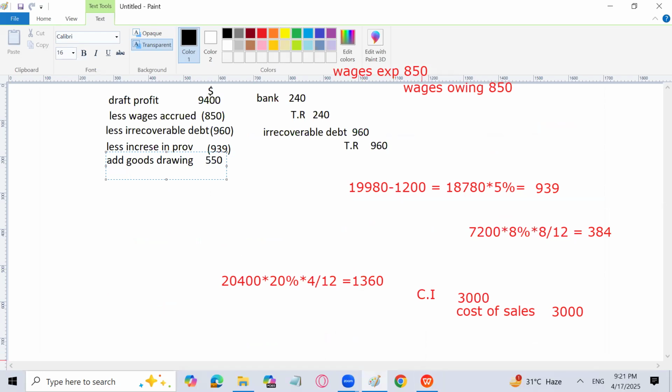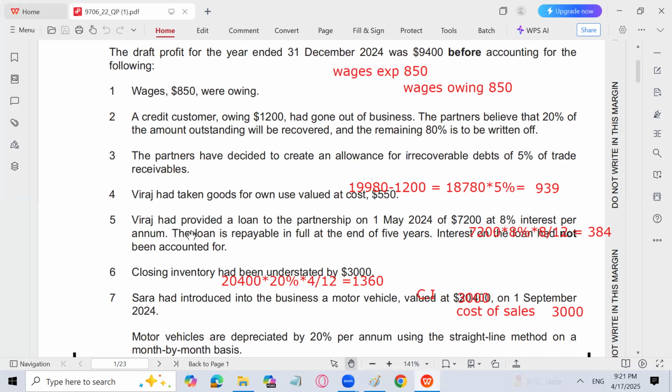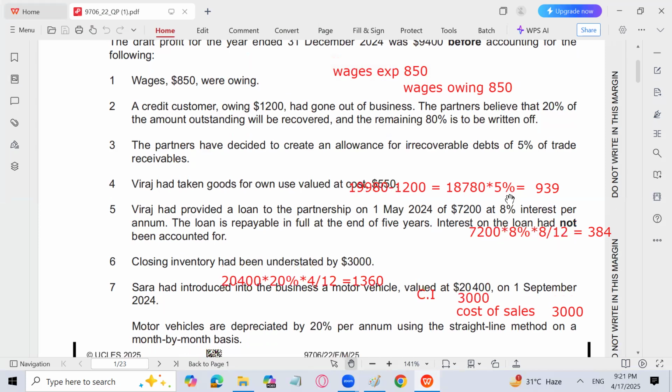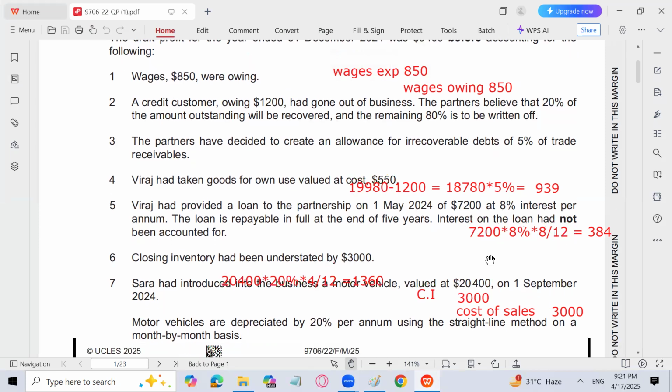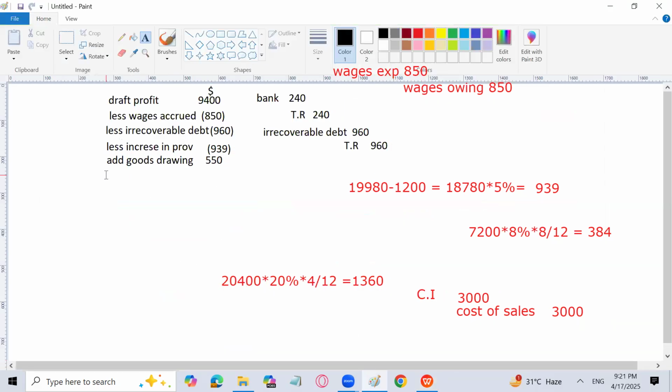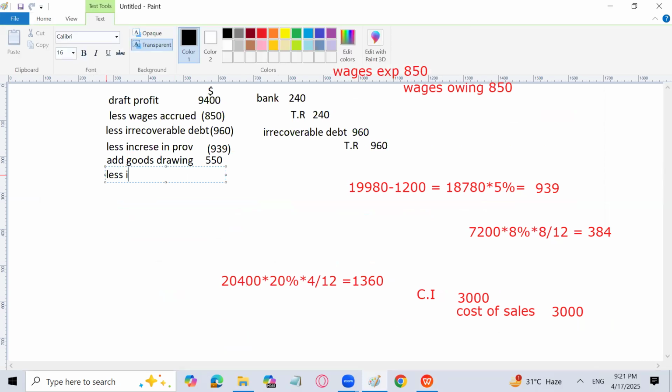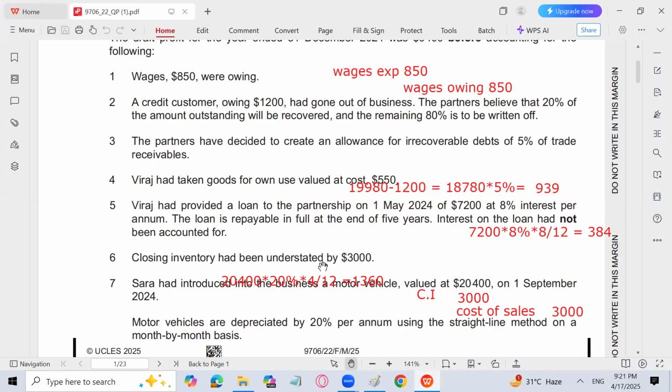Next, Viraj had provided a loan to the partnership on 1st May of 7,200 at 8% interest. So we can calculate the interest for 8 months. 7,200 into 8% into 8 over 12 is 384. It is also an expense which is not recorded. So I will subtract less interest on loan. There is no fixed format actually for this. So interest on loan will be subtracted, 384, because this transaction has not been recorded.